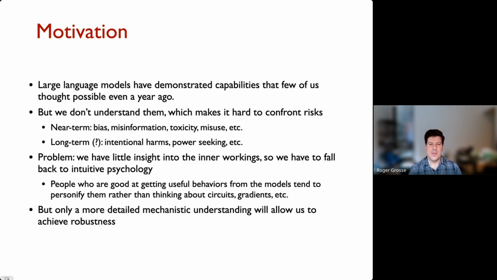This includes both near-term concerns like bias and toxicity, as well as longer-term concerns of what happens when these models become very powerful and can carry out actions intentionally. And unfortunately, we have very little insight into the inner workings of these models, which means that even at a place like Anthropic that's working at the frontier, people tend to be reasoning about these models in terms of intuitive psychology, right? What does the model want? What does it think? And so on.